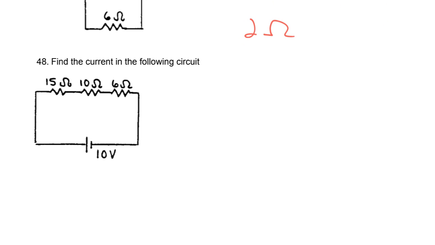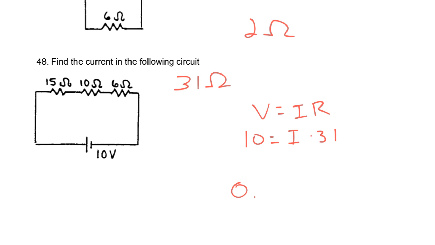All right, find the current through this circuit. So let's find the total resistance by just adding those up. That looks like 31 ohms of resistance. And then we'll use Ohm's law, V equals IR. This is a 10-volt battery. We don't know the current, but we know the resistance is 31. Divide both sides by 31. And I will get 0.32 amps.